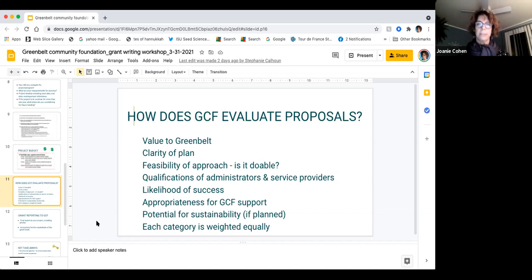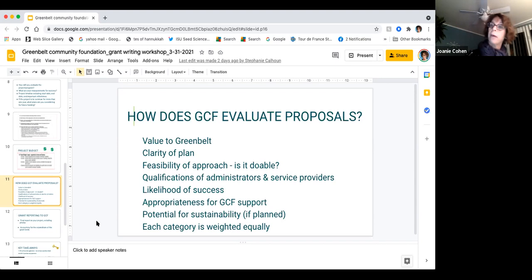The appropriateness for GCF support. So please make sure to go back to the grant proposal and the website. Look at past funded organizations, look at past projects, look at the areas we talk about that are important to us. We wouldn't give money for construction. That's not part of our mission. It's not part of what we say we care about. So really look carefully at what we say we care about, because that's going to set you up for getting our money.